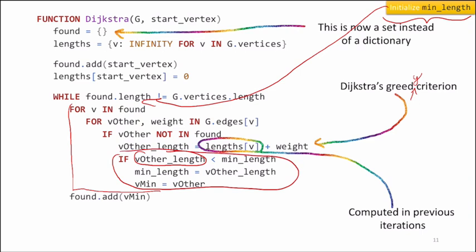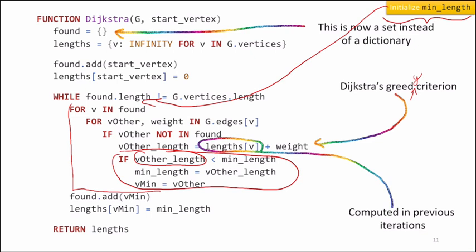We'll grab the cheapest vertex and add it to our found set, and we'll set the length of the path to that vertex equal to V min. At the very end of our algorithm, we just have to return all the lengths. So again, we're not going to care about the paths themselves. In class here, we're just going to compute the lengths.